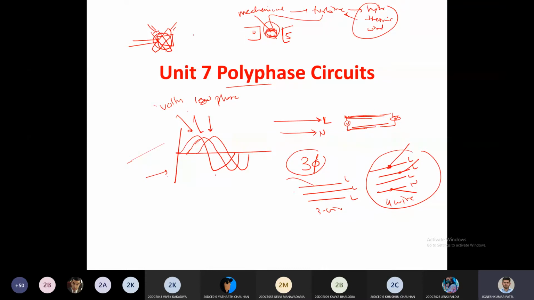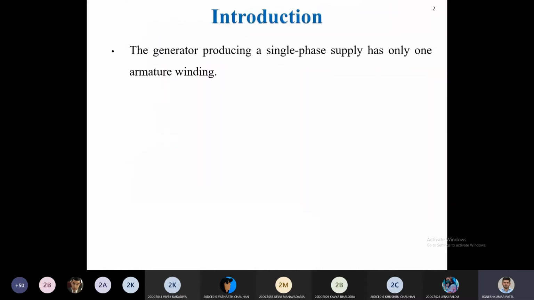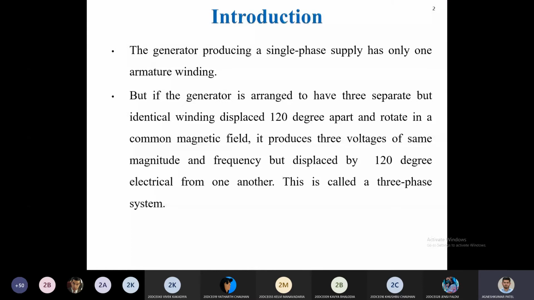Okay, so on a single shaft you will have three different windings, and each winding will have two ends. Each two ends are connected with each other in different formations, and it will generate either a 3-line system or a 4-line system, 4-wire system. So that's the first thing.